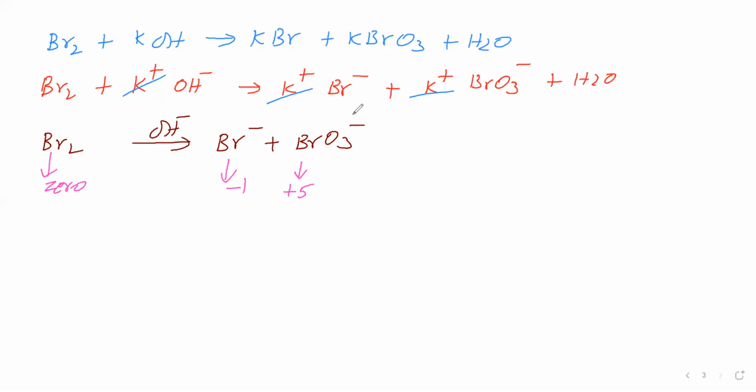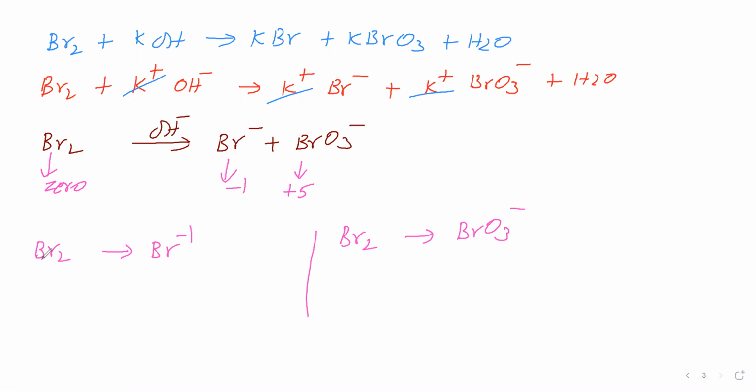Now, here, this bromine 0 oxidation number is converting into bromine -1 oxidation number. So we will write bromine 0 oxidation number is converting into bromine -1 oxidation number. Okay. We have written that. Next. Bromine 0 oxidation number is converting into +5 oxidation number of bromine. That we will write.